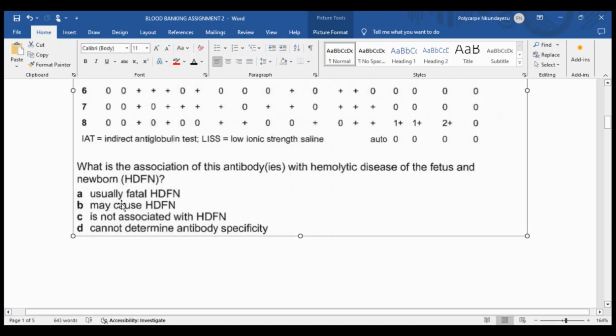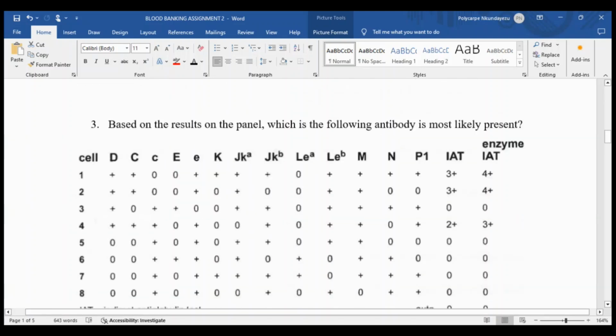Okay, so then our option is it may cause hemolytic disease of the fetus and newborn, but it is not usually associated with the fetal reaction, and it is really associated with it. That's why option C is not really correct. And we have already determined the specificity of the antibody, so D is also not correct. So it must be B as our option.